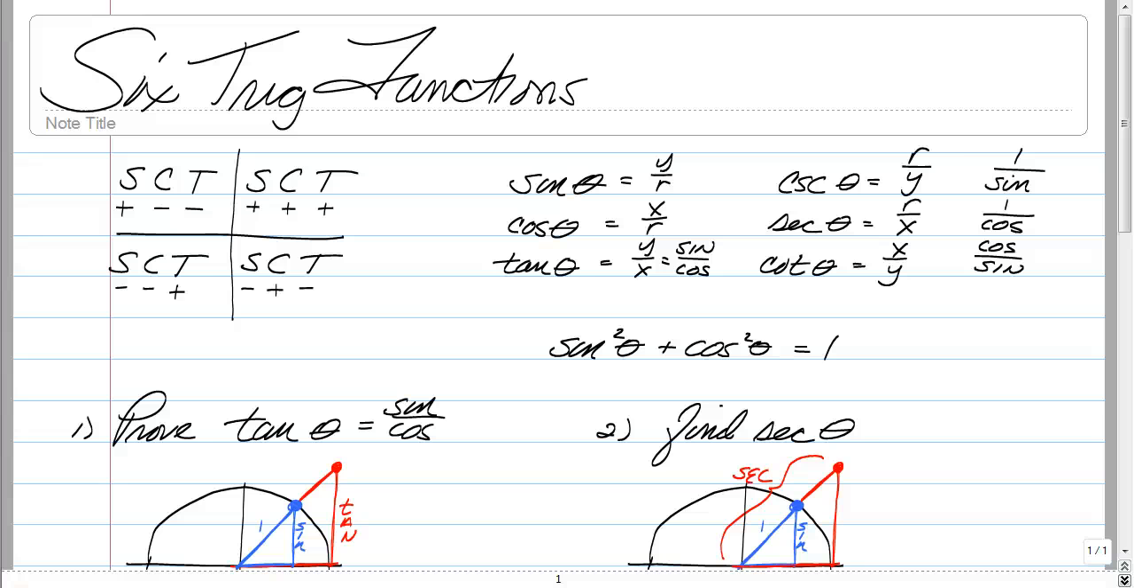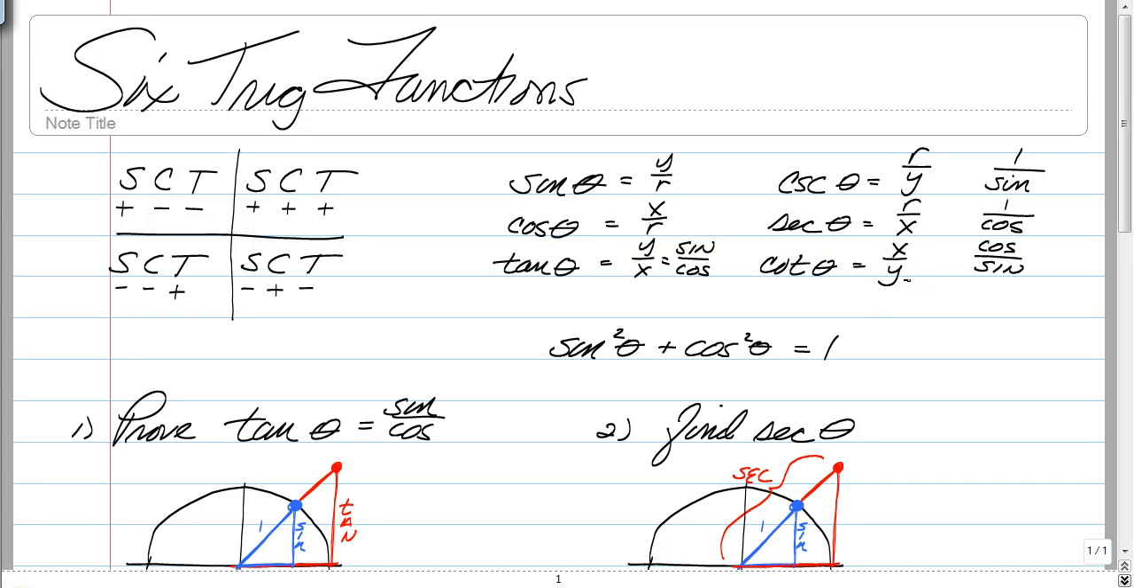6 trig functions coming at you. Until now, you might have thought there were only 3, but in fact there are 6. We have cosecant, which is the reciprocal of sine, secant, which is the reciprocal of cosine, and we have cotangent, which is the reciprocal of tangent.